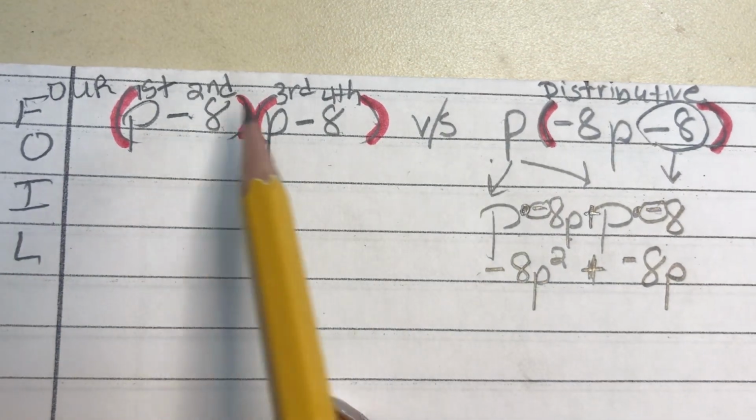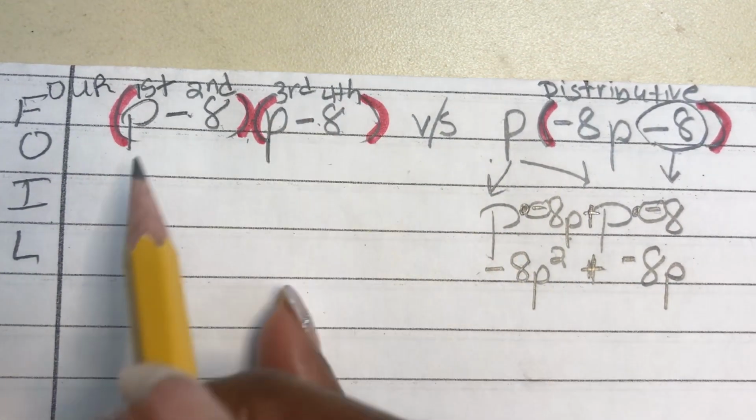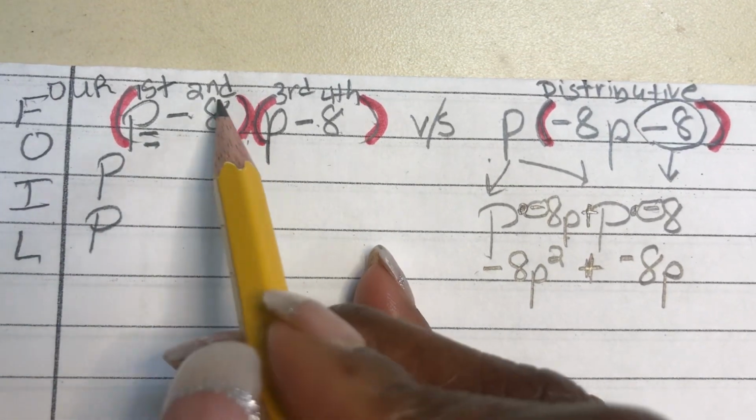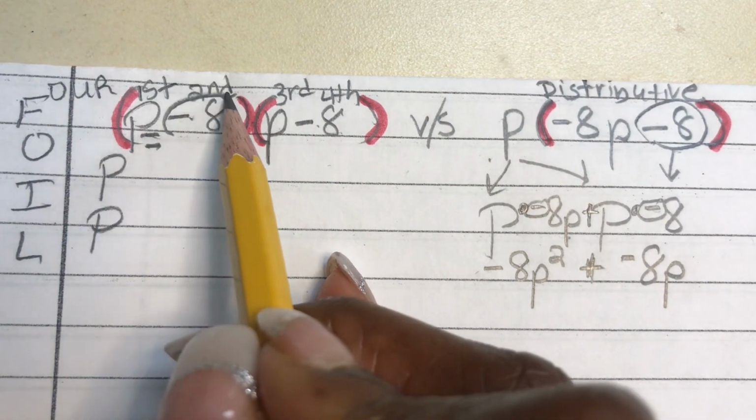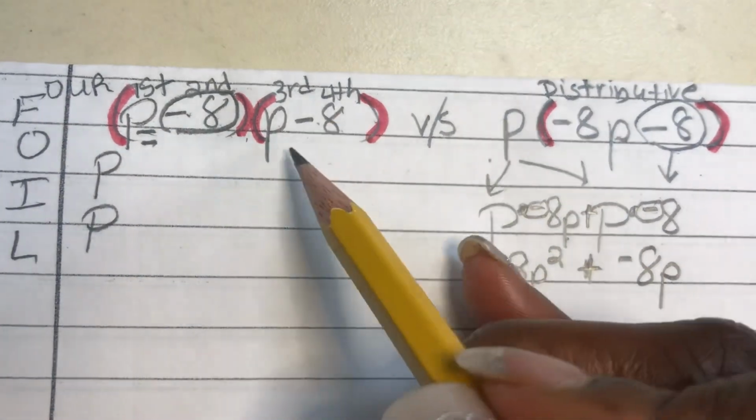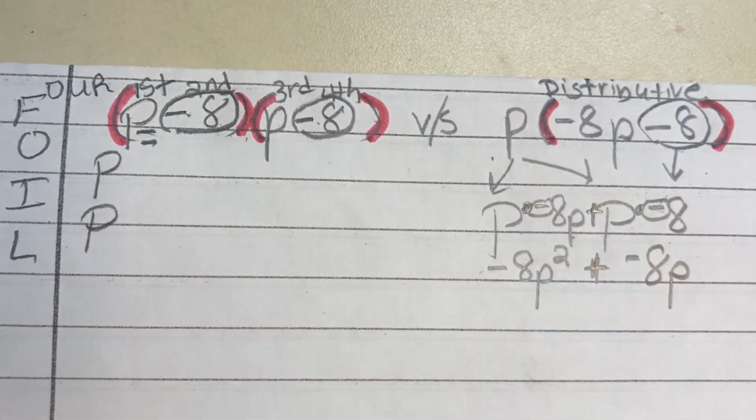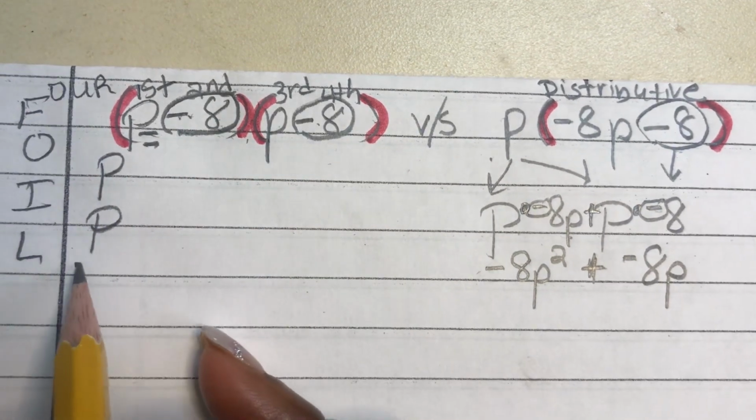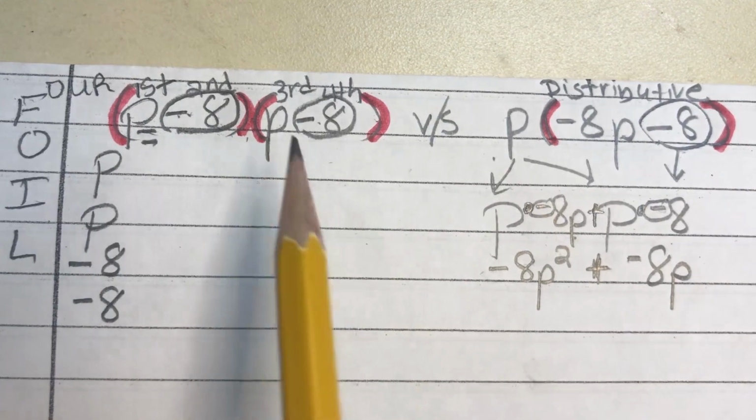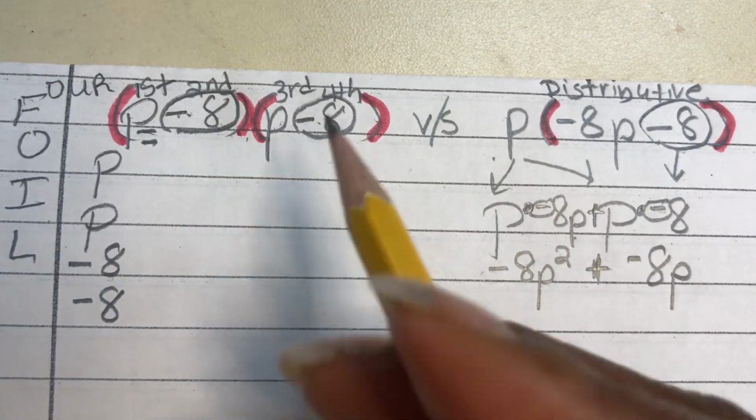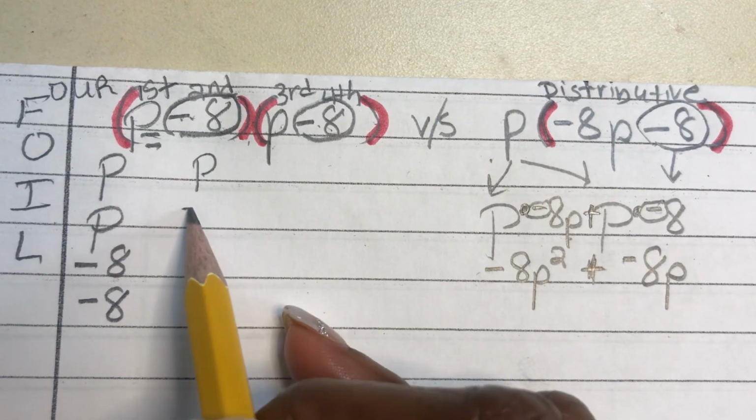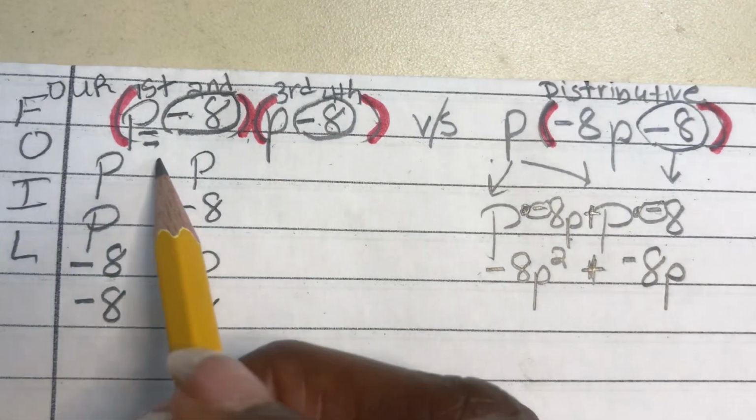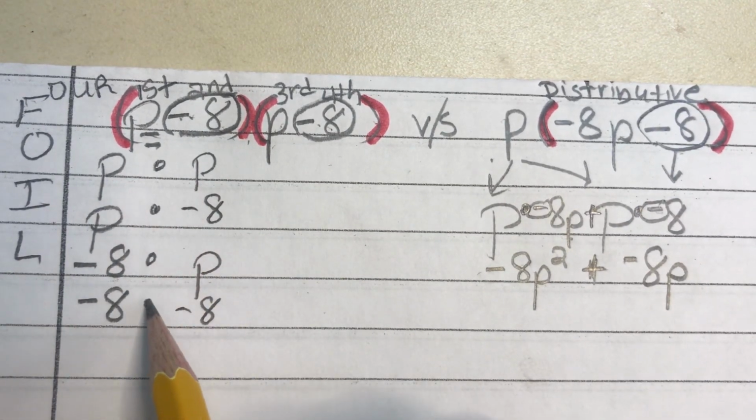When you have FOIL, you do something different. When I have four numbers, I'm going to take the first number and write it twice. I'm going to take my second number, circle the sign in the middle and the number behind it together. So negative 8 is actually my second number, not just 8. I'm going to write negative 8 twice, and then I'm going to alternate between the third and fourth numbers. So p comes first, negative 8, p again, and negative 8. I'm going to draw my multiplication symbol in between.